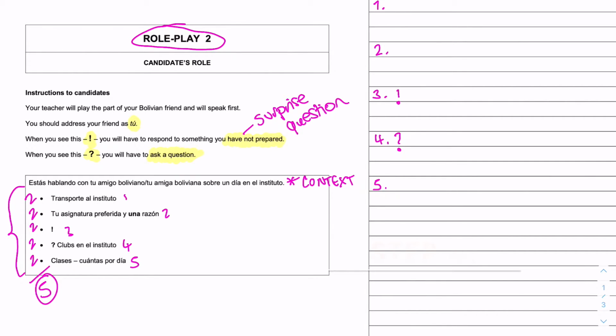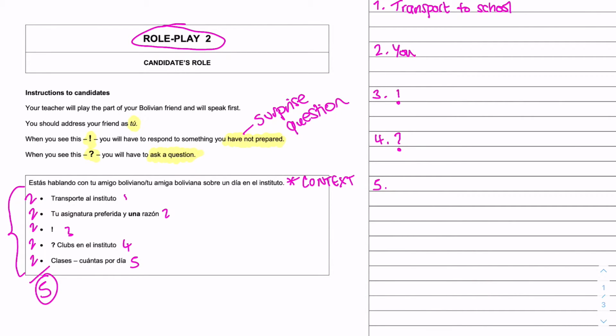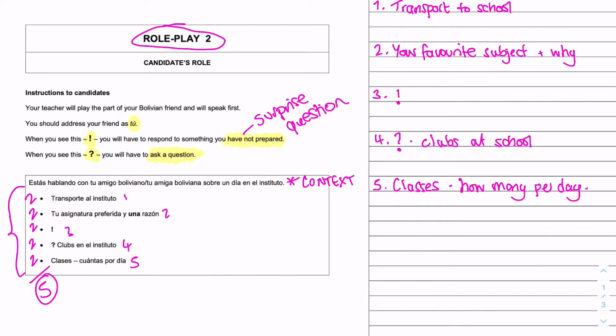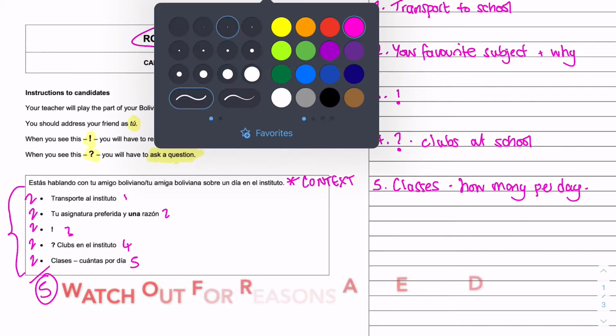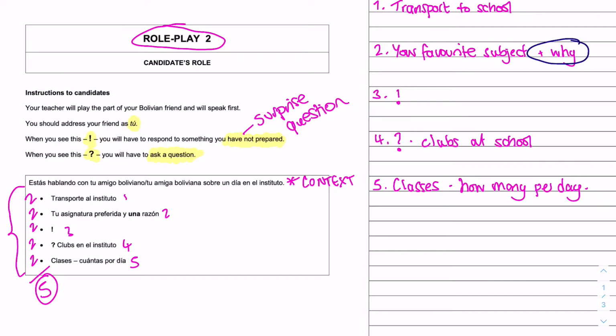What I'm going to do is I'm going to translate each point into English first. So I've translated them. So transporte al instituto, transport school, tu asignatura preferida y una razón, your favorite subject and why. Please note that this one has got a second part. You must say why as well. Third one is my surprise question, so I can't do anything about that. Fourth one, I have to ask a question about clubs at school. And the last one, what I have to do is I have to say how many classes I have per day.